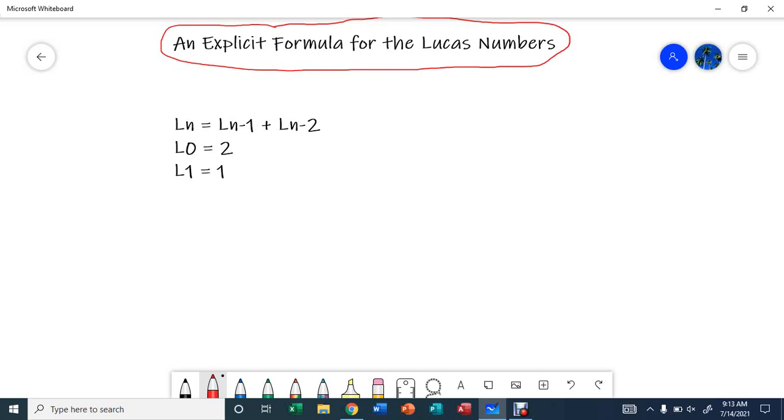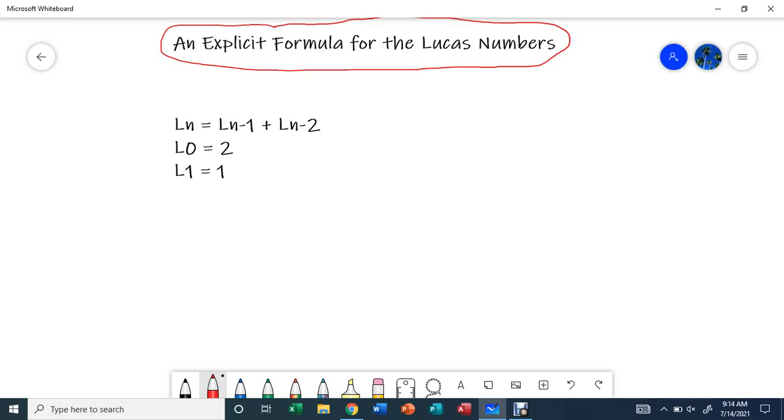Today I'm going to show you how to find a closed formula for Lucas numbers. So let's start. The recurrence relation for Lucas numbers is L_n equals L_(n-1) plus L_(n-2), with the initial conditions L_0 equals 2 and L_1 equals 1. So let's use the technique of the characteristic equation to find a closed formula for Lucas numbers.